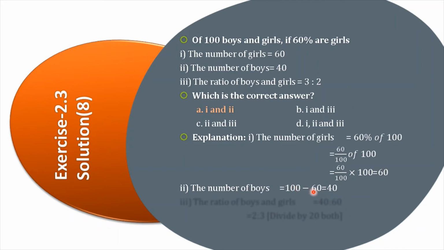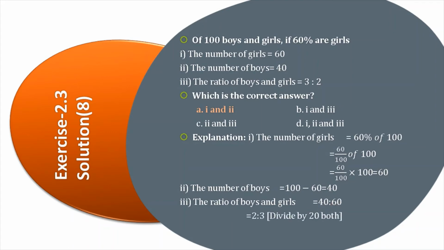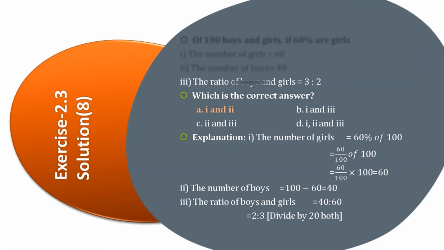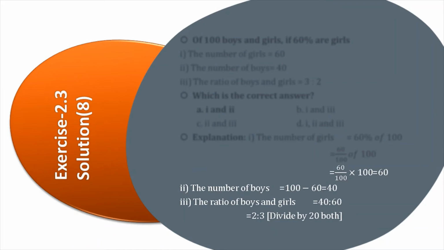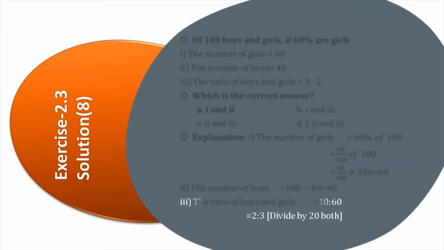The number of boys is equal to 100 minus 60, that would be 40. So 40 is also correct because 100 is the total. The ratio of boys and girls would be 40 is to 60, that is 2 is to 3 after dividing by 20 on both sides. But in here it is written 3 is to 2 as the ratio of boys and girls. So this one is not correct. So we will get the answer 1 and 2. So my dear students, this is our desired answer of solution number 8. As you can see from the explanation, number 1 and number 2 are correct, but number 3 is not correct.